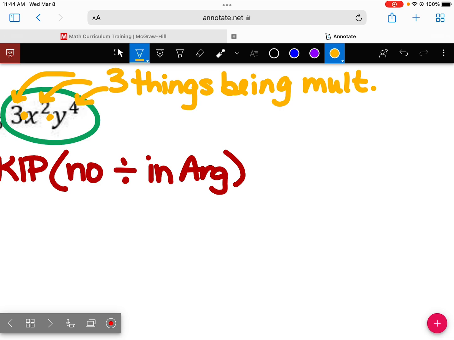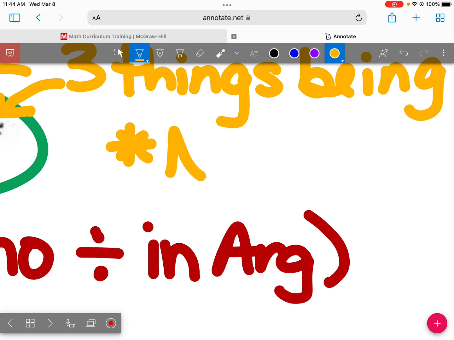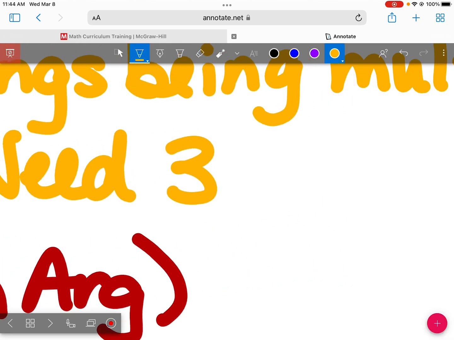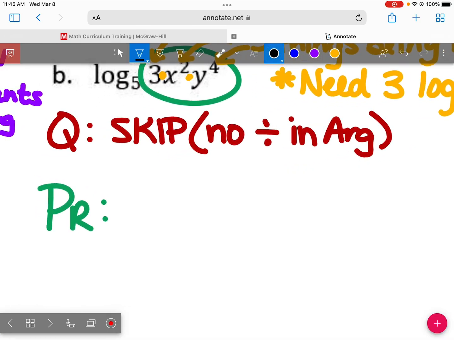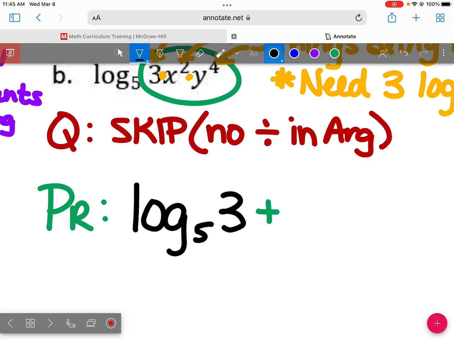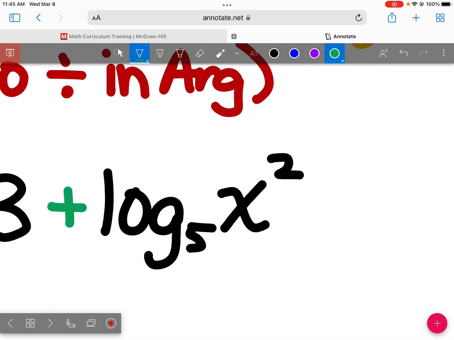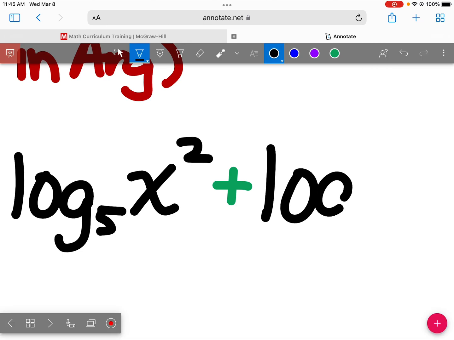Why do I want to know that it's 3 things being multiplied? I add what? How many things do I have to add? 3. So how many logs do I need? 3. So log base 5 of 3 plus log base 5 of x squared plus log base 5 of y to the 4th.